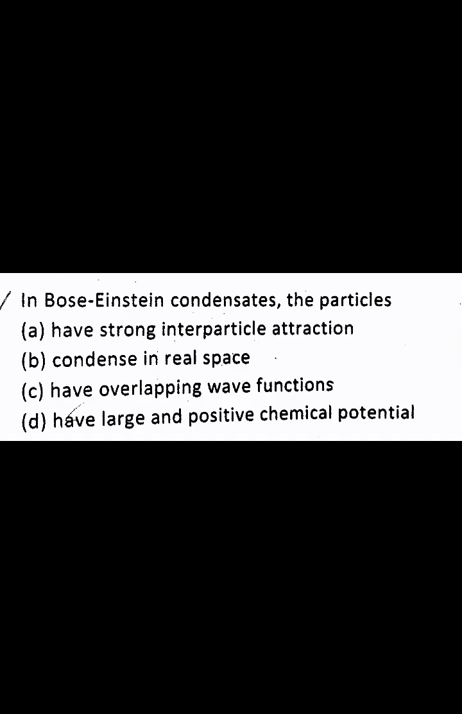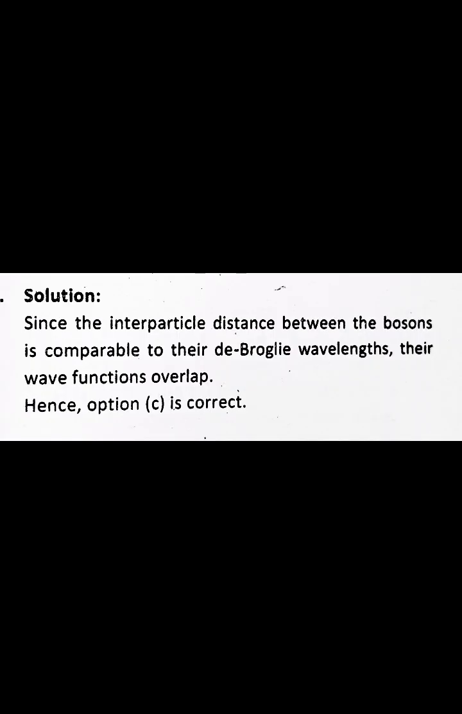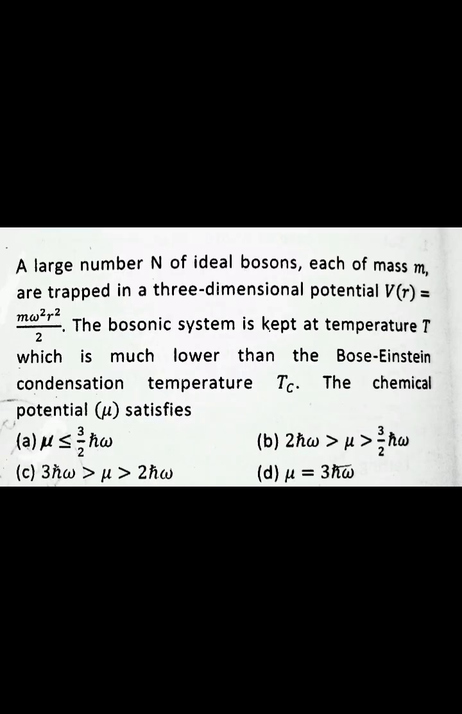Next question is, in a Bose-Einstein condensate, for the particles, the bosons, the interparticle distance is comparable to the de Broglie wavelength. So their wave functions overlap. So the answer is option C. The next question is, a large number N of ideal bosons, each of mass m, are trapped in a three-dimensional potential V of r is equal to m omega square r square by 2.